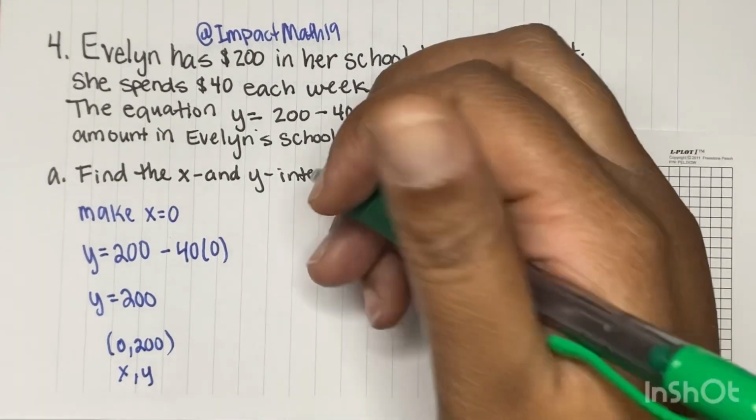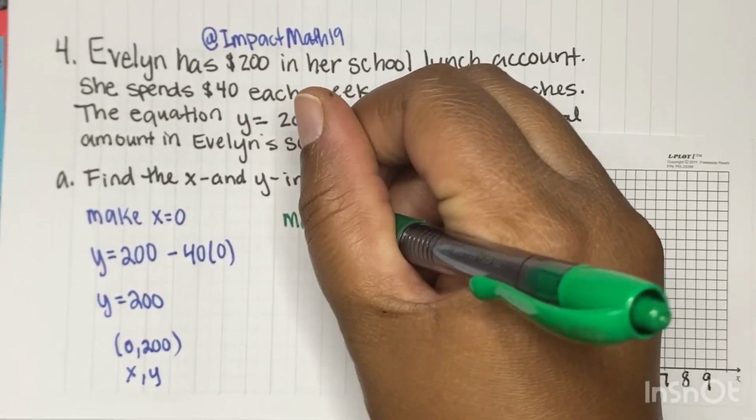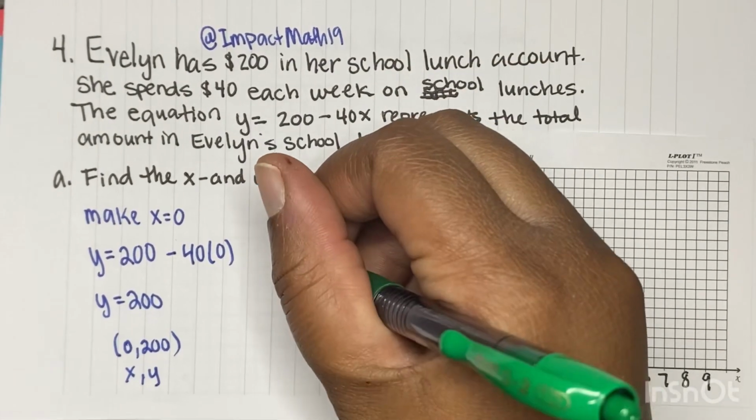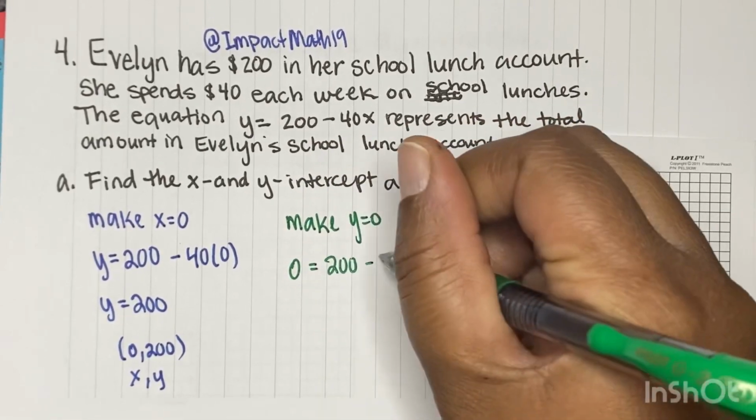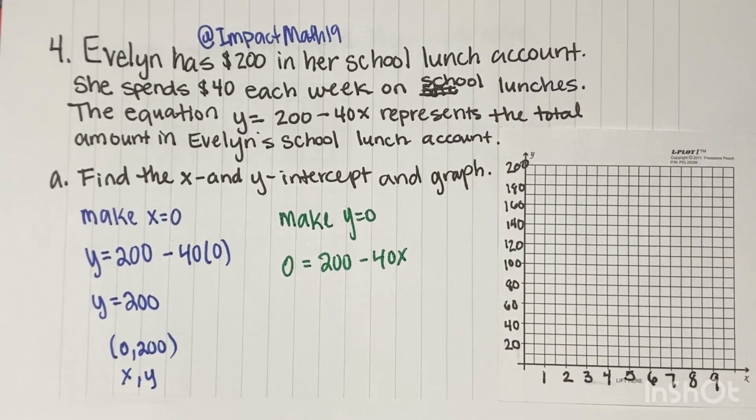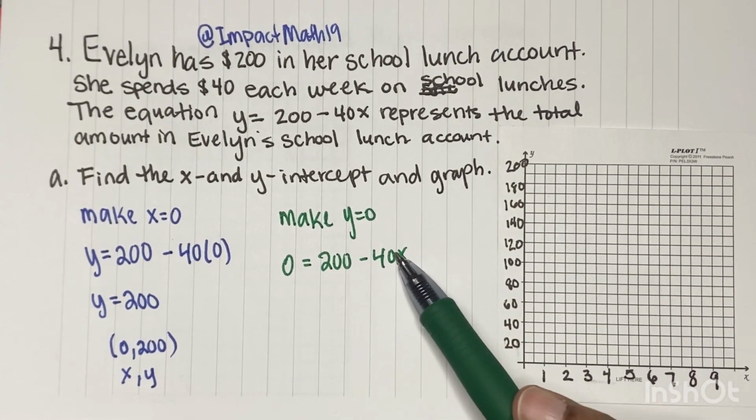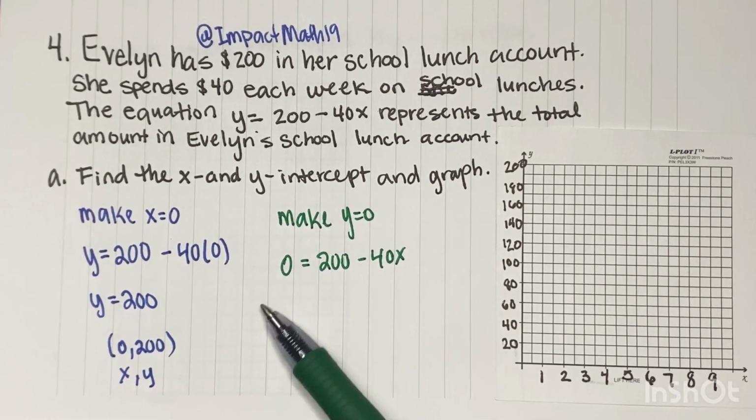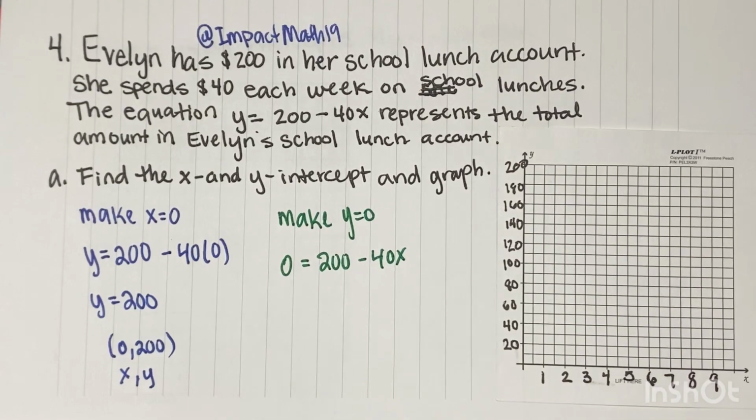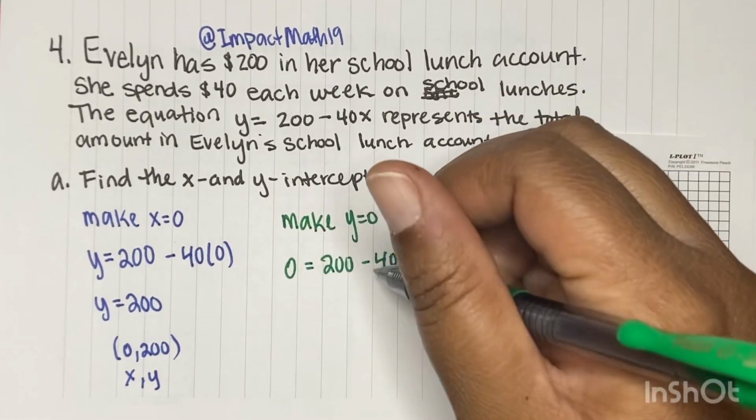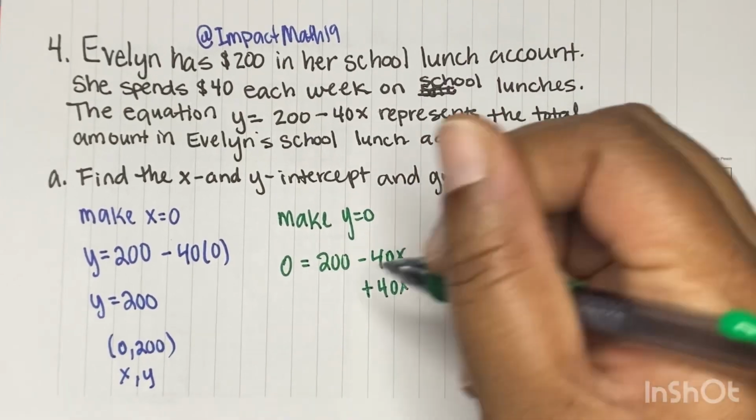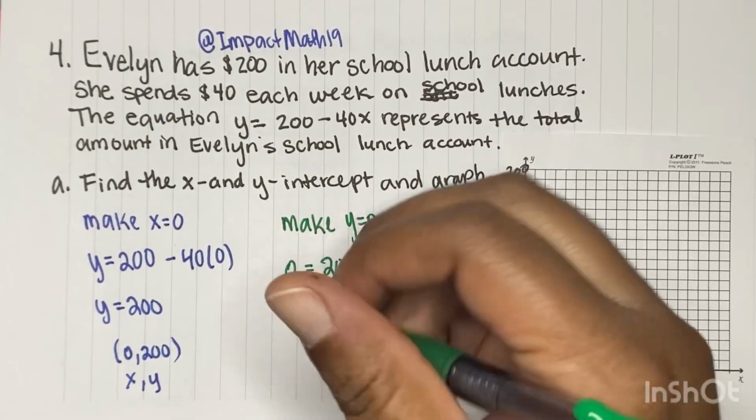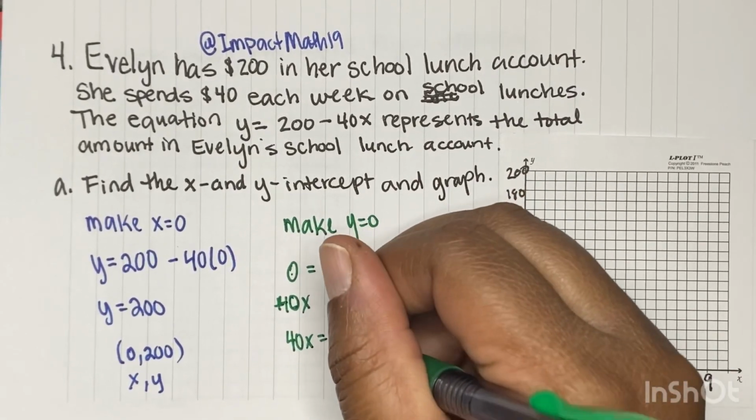Now, let's go to solving for the x-intercept. So we're going to make y equals 0. So we're going to plug in 0 here. So 0 equals 200 minus 40x. Well, the first thing that I want to do is isolate this negative 40x. So I can move this over here, or I can move the 200. It does not matter. You just decide and you go with it. So I'm going to move this over here. So I'm going to add 40x to both sides. So 0 plus 40 is 40x equals 200.